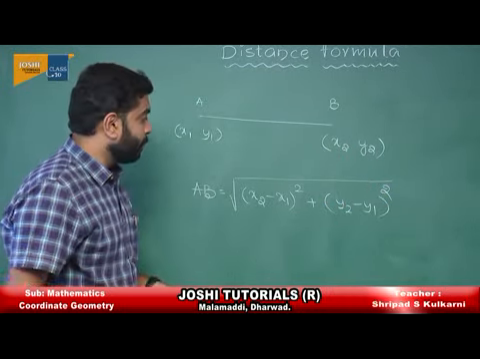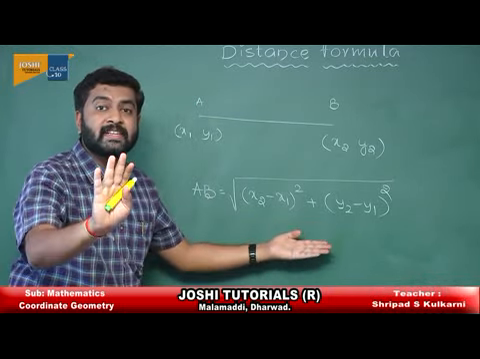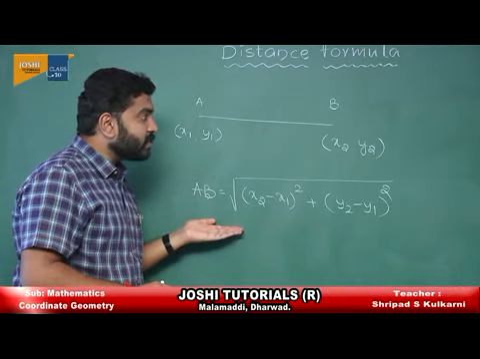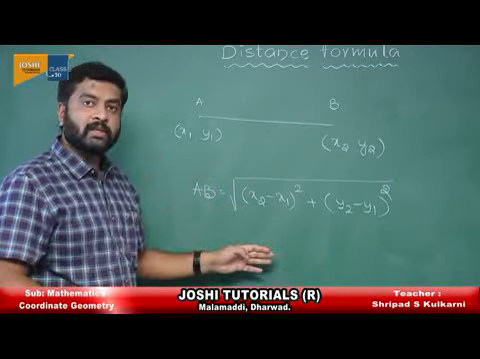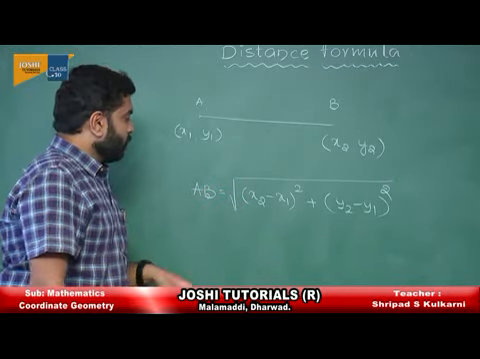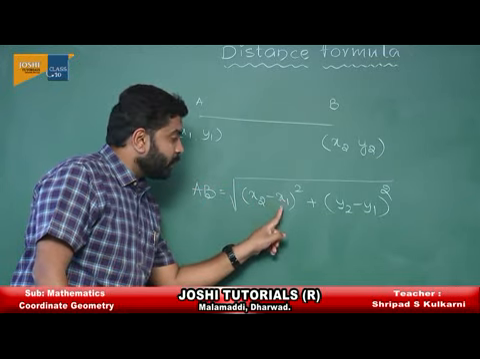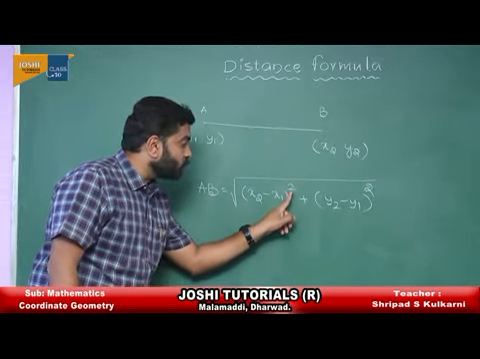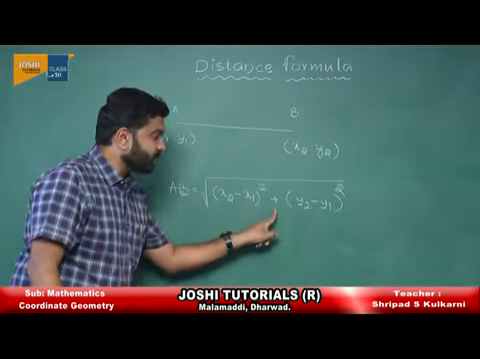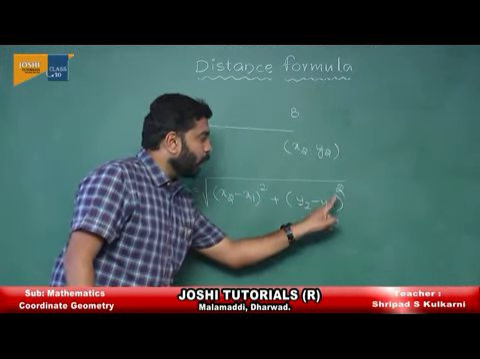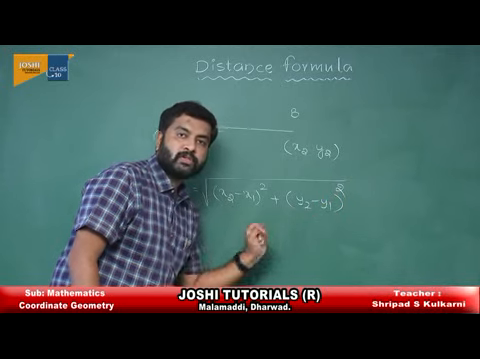Now a doubt may arise in your mind: how did you write this formula? There is a derivation. First, let us understand how best we can use this formula in problems. At the end of the session, we will derive this. This gives the distance AB equal to square root of (x2 minus x1) whole square, which is nothing but the square of the difference of x coordinates, plus the square of the difference of y coordinates, that is (y2 minus y1) whole square.